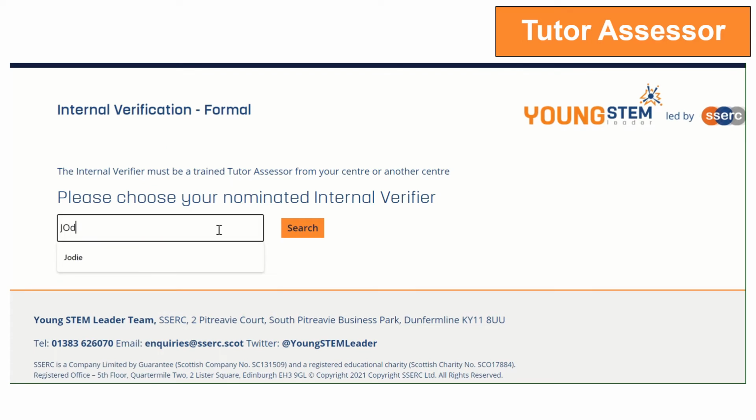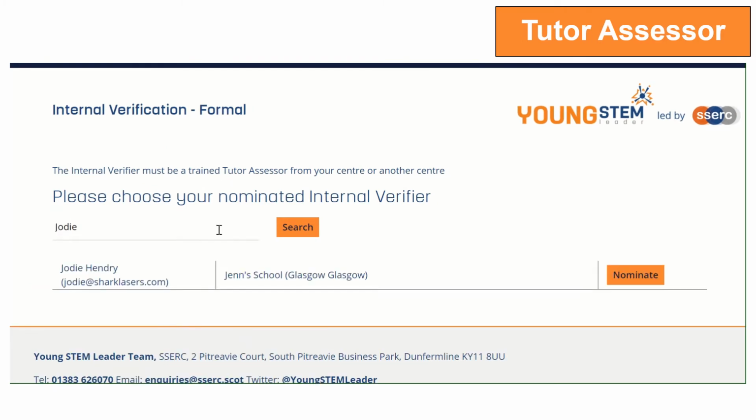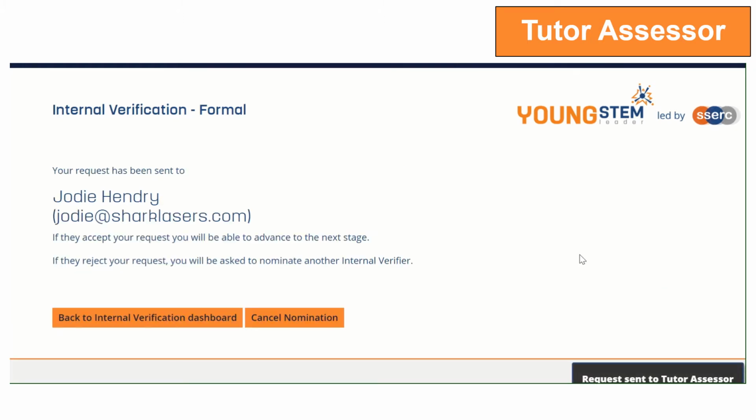Before moving on to stage 2, you must first nominate your internal verifier. Type their name and click Search and select the appropriate account from the list. When you click Nominate, the internal verifier will receive an email that they have been selected for internal verification.